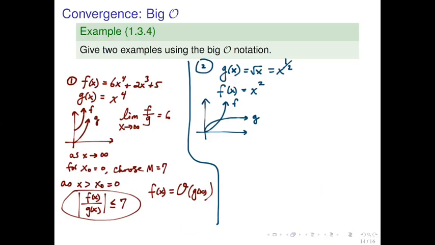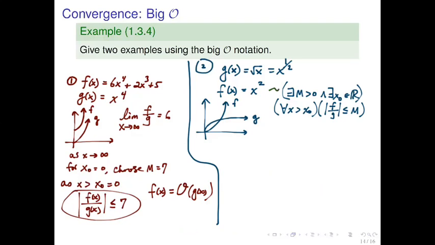If you want to actually prove this formally, you have to work with the definition of the big O notation, which says that there exists an m greater than 0, and there exists an x sub 0 that is a real number, such that for all x greater than x sub 0, we get the absolute value of f over g is less than or equal to m.